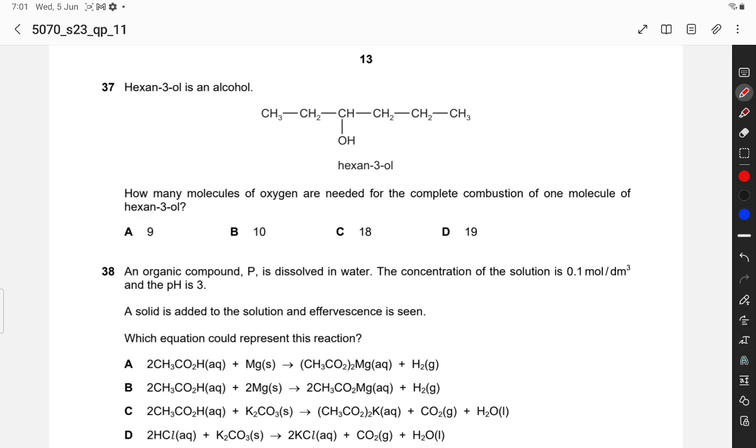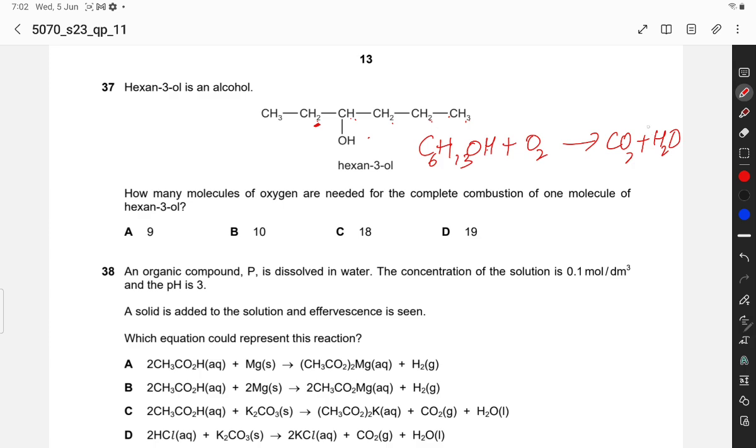Question 37. Hexan-3-ol is an alcohol. How many molecules of oxygen are needed for the complete combustion of 1 mole of hexan-3-ol? So hexan-3-ol is C6H13OH, plus O2, gives CO2 plus water.